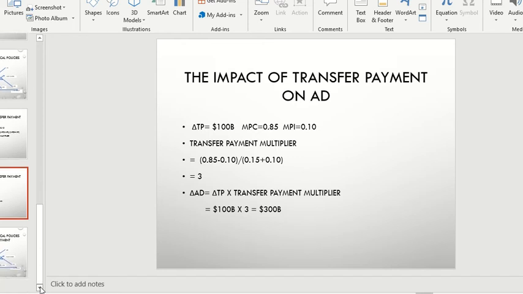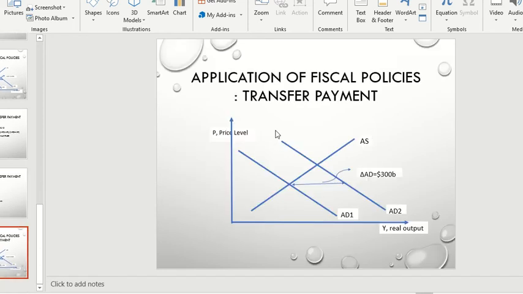So let's look at the effect graphically. So once again, we have this initial change in aggregate demand. So an increase in transfer payment is going to increase the aggregate demand. So we have this new aggregate demand curve here, and we have calculated that the total effect on aggregate demand, which is illustrated by this horizontal distance between these two aggregate demand curves, is $300 billion.